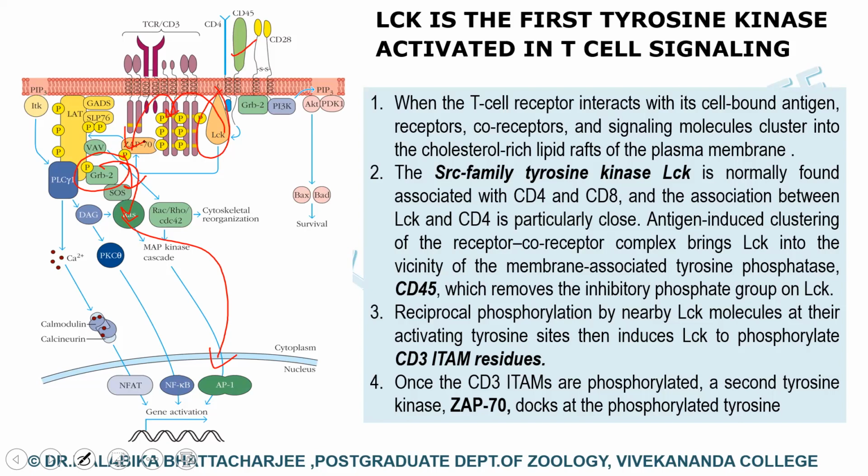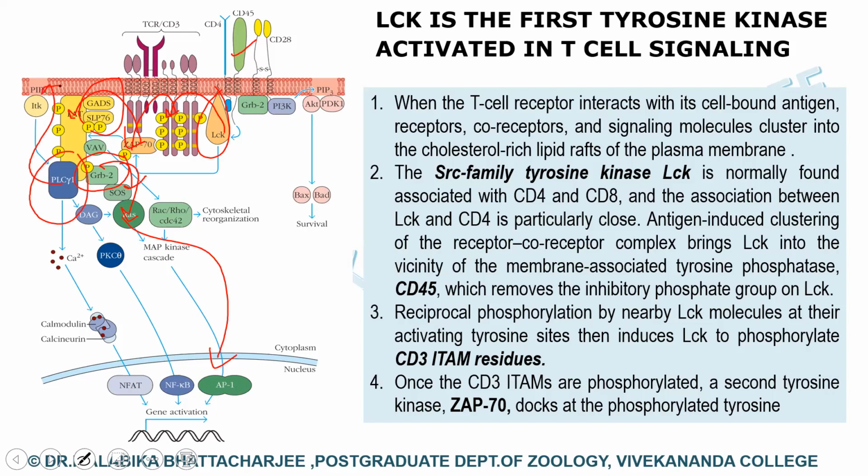ZAP70 is phosphorylated. It then activates the LAT adapter protein. Once the LAT is phosphorylated at multiple residues, it then recruits adapter proteins and enzymes to it. Two important adapter proteins are GADS and SLP76, and one important enzyme is PLC gamma. Meanwhile, TEC kinase phosphorylates PLC gamma.